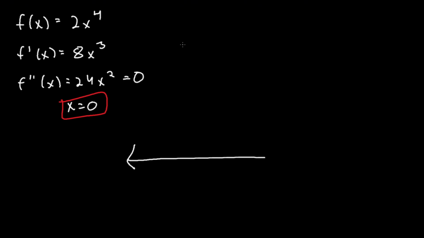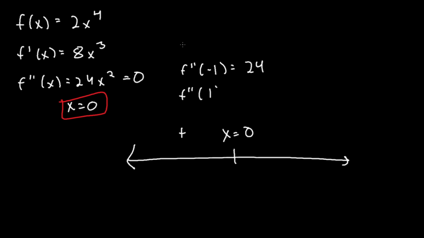Let's go ahead and test this out. Go use the sign chart. X equals 0. Let's go test the number to the left of 0. So a number to the left of 0 would be negative 1. So f double prime of negative 1 is equal to, well, 24 times negative 1 squared is just 24. Some positive number. And f double prime of 1 is equal to 24 times 1 squared. Still 24. It's positive on both sides. So since the concavity didn't change, we have no inflection points on this graph.